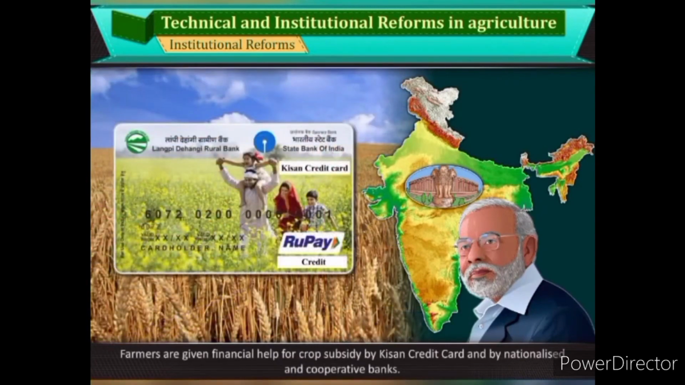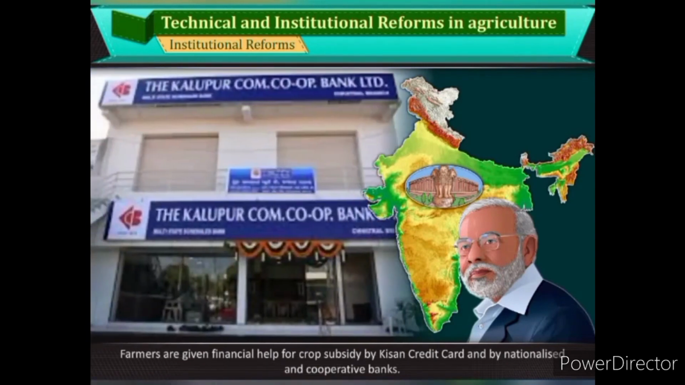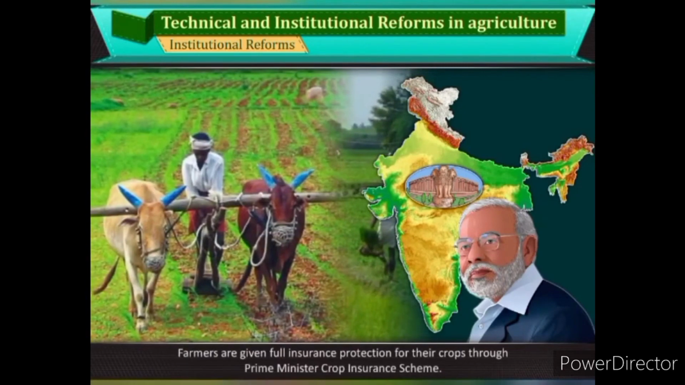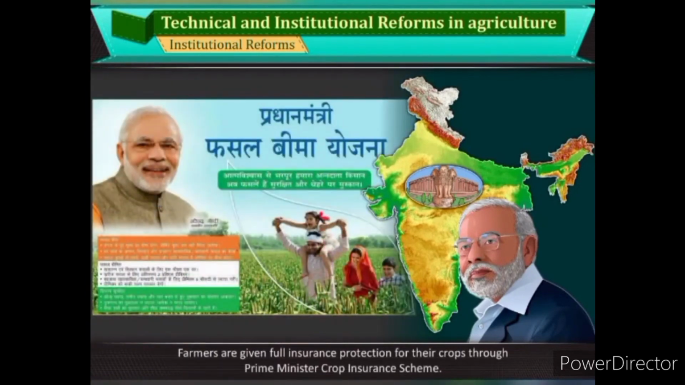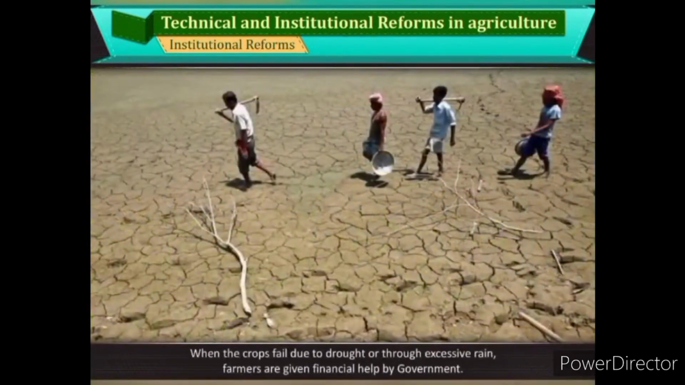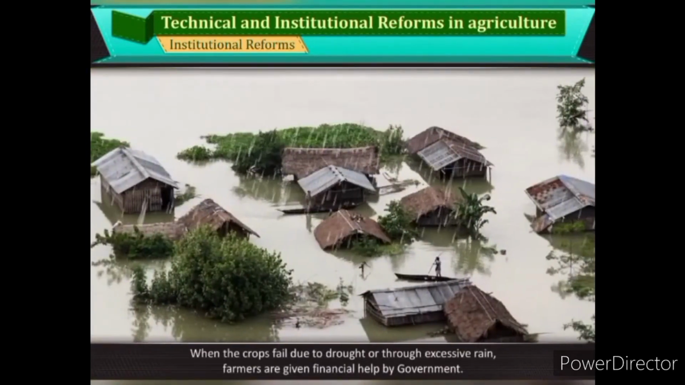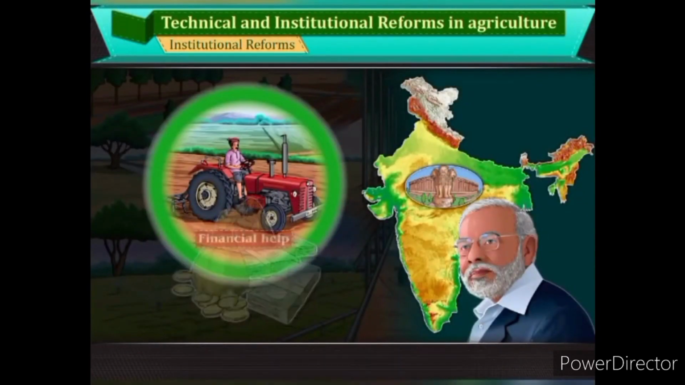Farmers are given financial help for crop subsidy by Kisan Credit Card and by nationalized and cooperative banks. Farmers are given full insurance protection for their crops through Prime Minister Crop Insurance Scheme. When the crops fail due to drought or through excessive rain, farmers are given financial help by government.